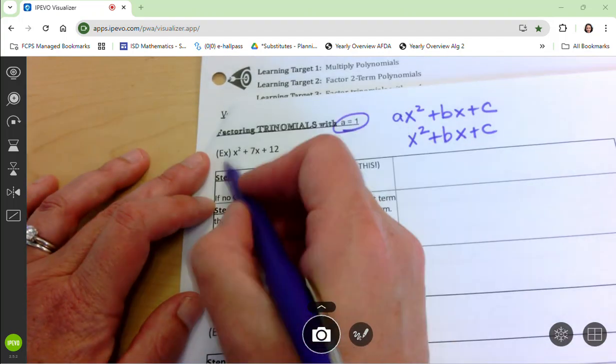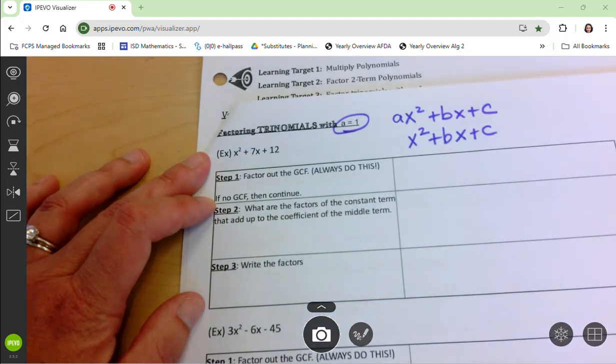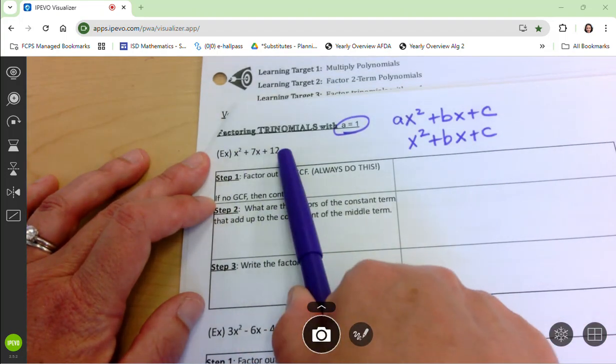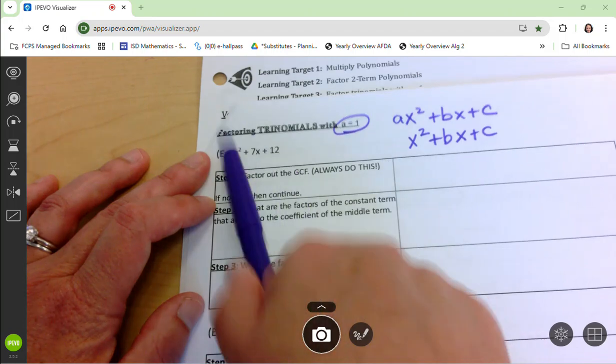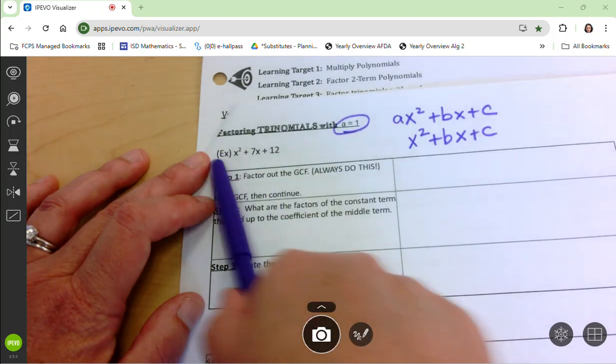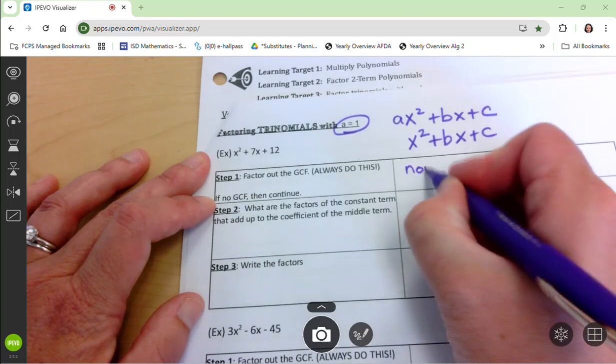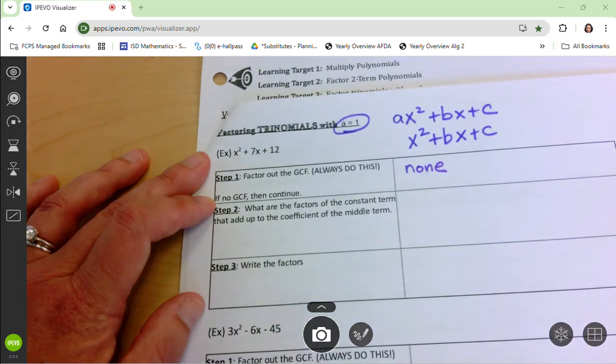So you first look for a GCF. So let's see if we have a GCF. Is there a number that we can divide all 3 terms by? No, because there's no number. Do they all have x? No. So there's no GCF. So now we do this number game. You might remember this from Algebra 1.